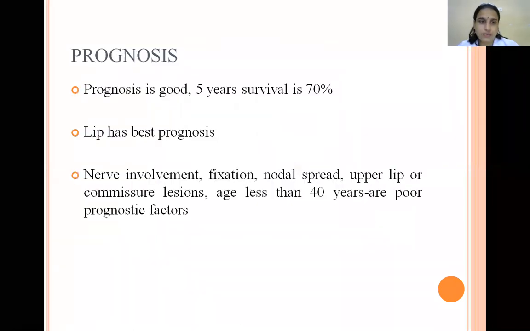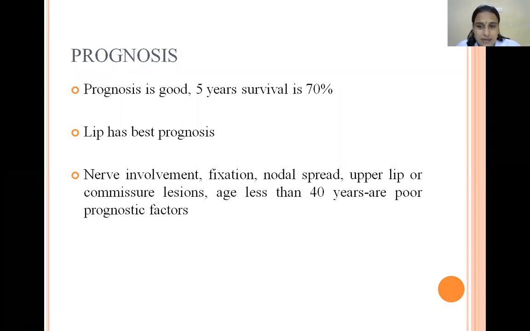As I already told you, prognosis in carcinoma lip is the best out of all the oral cavity malignancies, wherein the 5-year survival rate is as much as up to 70%. Nerve involvement, fixation, the nodal spread, upper lip or lower lip, or the commissures, age less than 40 years: these all have poor prognosis.